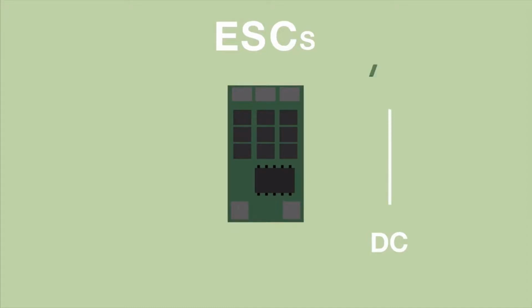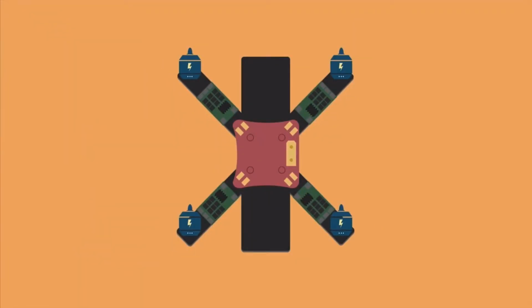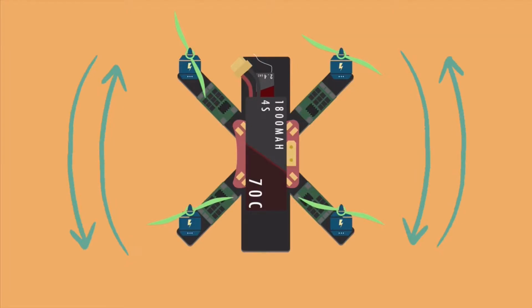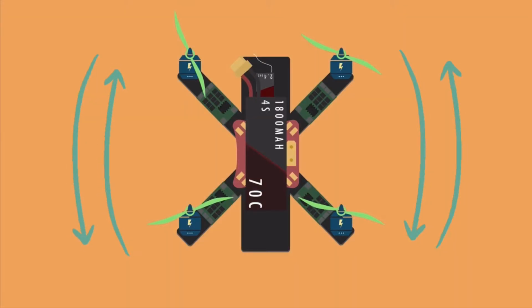An ESC converts DC power coming from the battery to AC power going to the motor. The speed of the rotor is controlled through a PWM signal from the microcontroller, which means we need 4 ESCs, 1 for each motor. A rotating propeller produces the required thrust force, introducing a torque which causes the body to rotate in the opposite direction. For each rotor rotating clockwise, we need another rotor rotating anti-clockwise, so that the net torque is equal to 0.